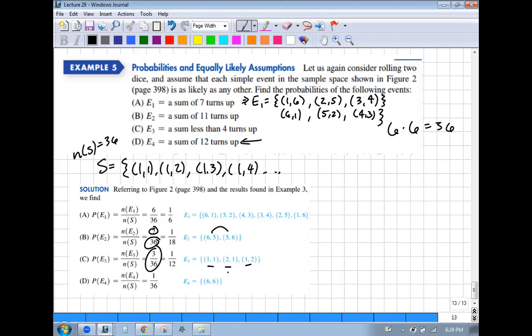There's only one way to get a 12, and that's a 6 on each of them. So it'd be a 1 out of 36 chance. So far, this is still pretty easy stuff. Just a whole lot of words and vocabulary, right? But the concepts aren't bad. Y'all could figure this out without any of this vocabulary so far.